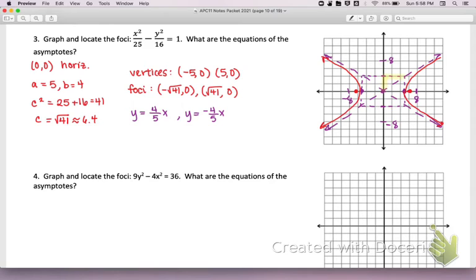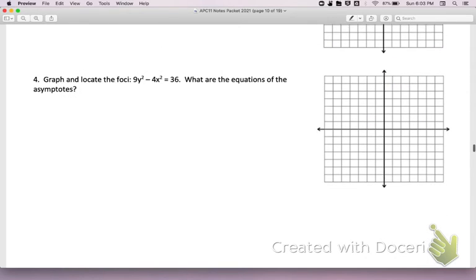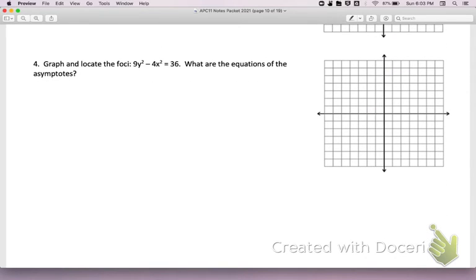Okay, so for number 4, this is one where we have to do a little extra work to set this up, because just like we saw with ellipses, it's got to be equal to 1. So we'll start by dividing everything by 36. So the equation that we have now, I'm going to put it over here, is going to be y squared over 4 minus x squared over 9 equals 1. Pause your video now, see if you can go ahead and graph this one yourself.